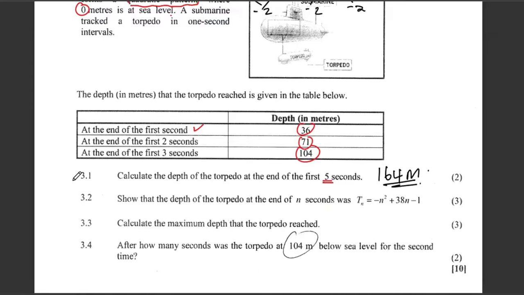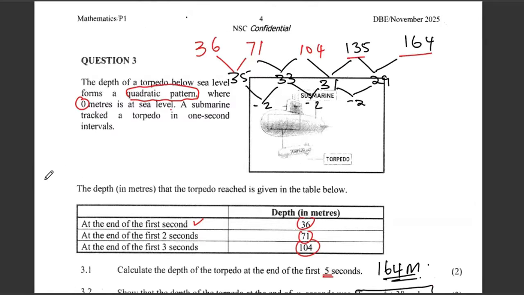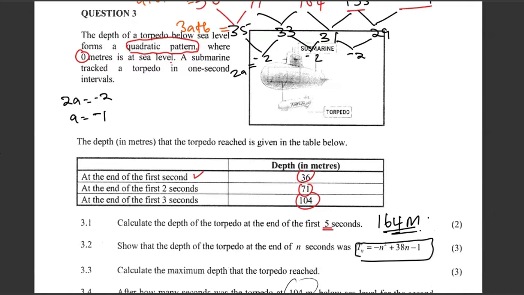All right. And then can we show that the depth of the torpedo at the end of n seconds is given as this? So they want us to get the general term of this quadratic. And we know that the second difference should be equated to 2a. And then the first term of the first difference should be equated to 3a plus b. And then the first term should be equated to a plus b plus c. So let's see. Twice a is negative 2, meaning that a is negative 1, which corresponds to what we were given here. Perfect.